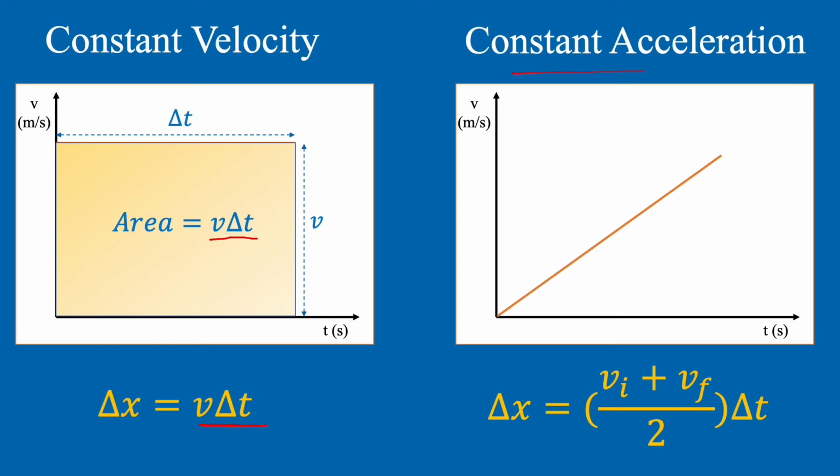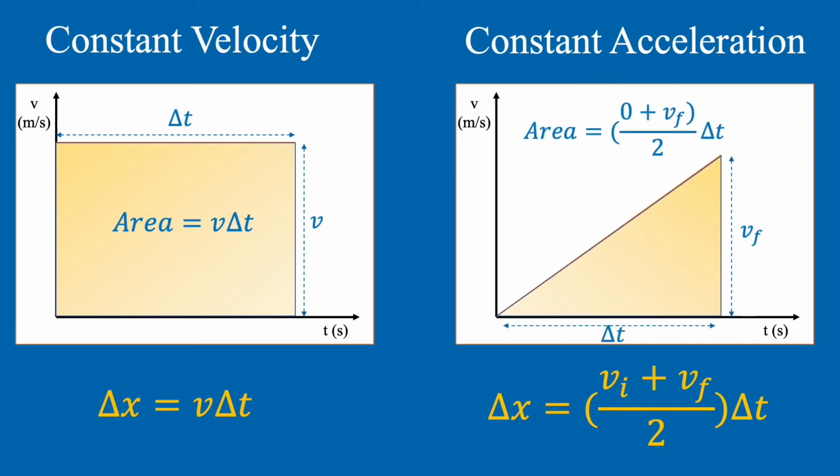Now it's a bit more complicated if the graph is sloped because there's an acceleration. But for simplicity, I'm going to say that VI is 0. And if I do that, I have a triangle. So I have height of VF because VI was 0. The base is time. Area of a triangle is 1/2 base times height. And that's also equal to, again, the displacement.